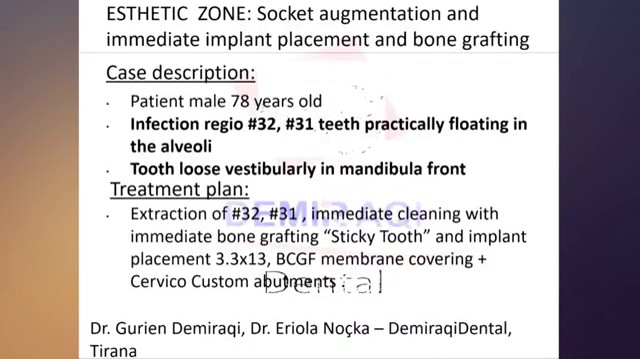Another one, this is a recent one, a 78-year-old patient with an infection in regio 31 and 32. The teeth were practically floating in the alveoli. We have tooth loss vestibularly in the mandibular front. And I decided to go for extraction and immediate implant placement, and also immediate implant loading with cervical.